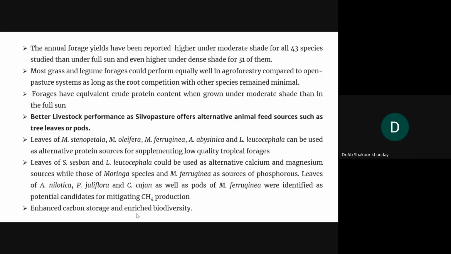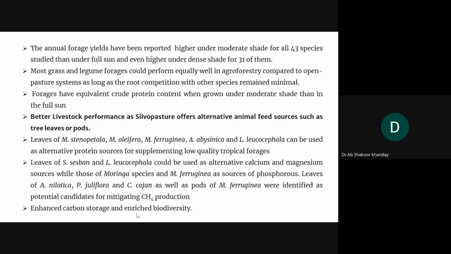Okay, better livestock performance. What happens, for example, when we go for the cultivation of a forage as a sole crop is that the nutrient content in the forages is very dynamic. That means it changes. In the vegetative stage the nutrient content will be, for example, A, then when it comes to flowering it will be B, and post-flowering it will be C. But in the case of the trees, which are a vital component of the silvopastoral system, the nutrient content of the tree leaves remains constant.